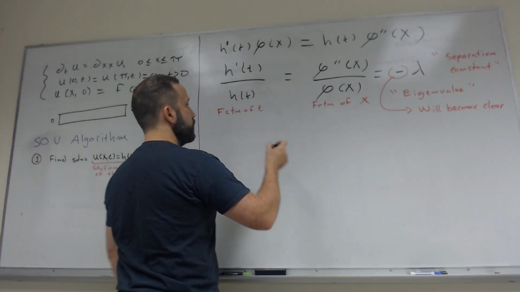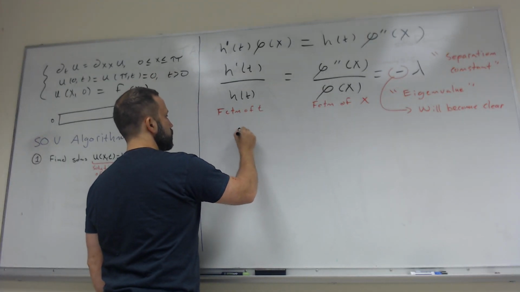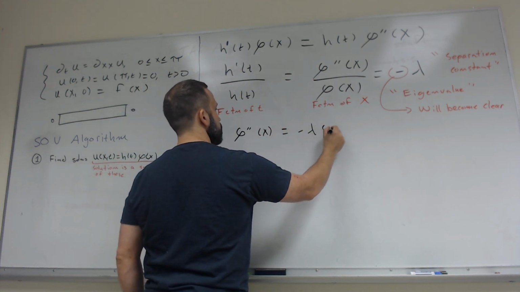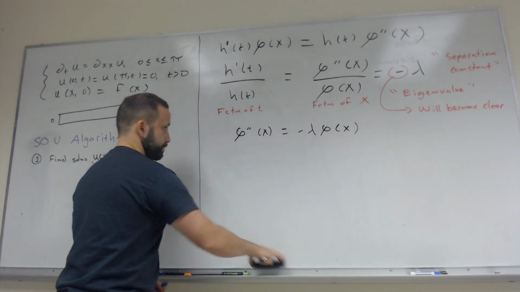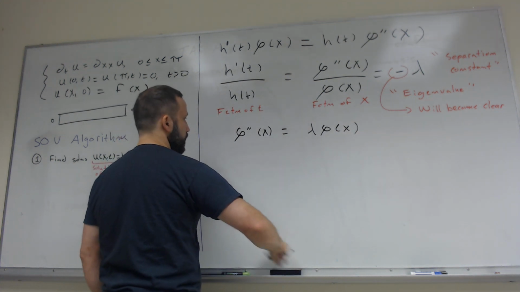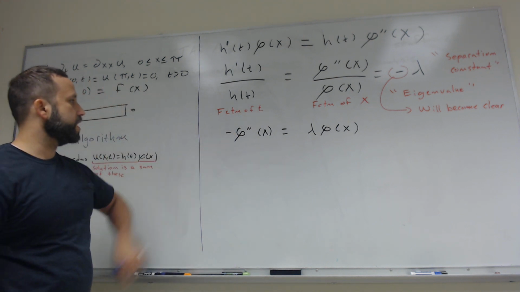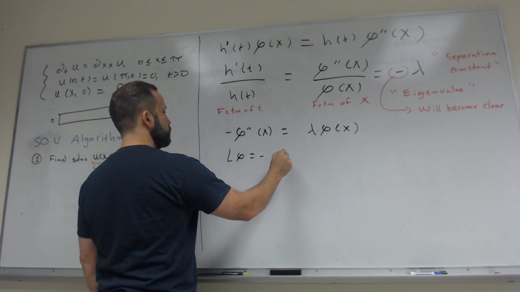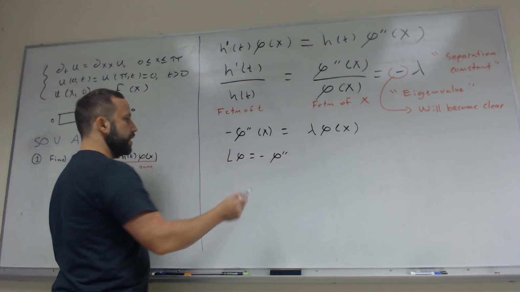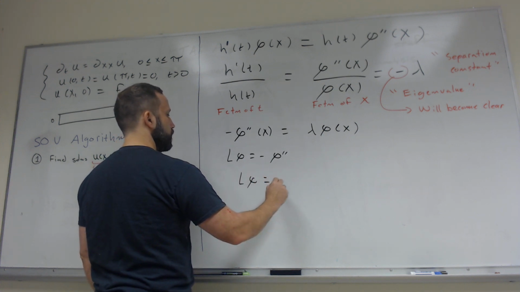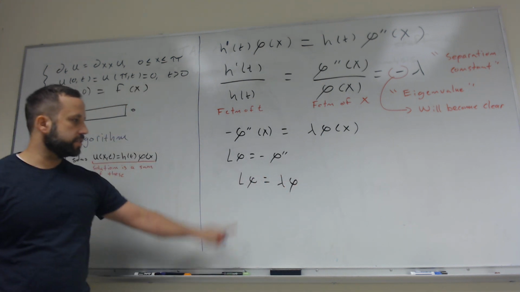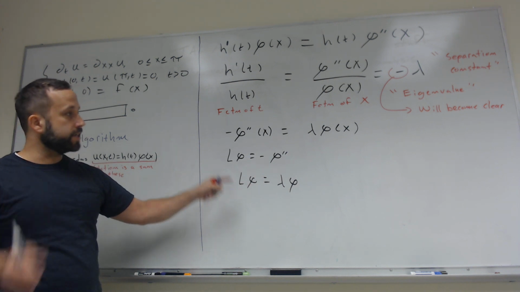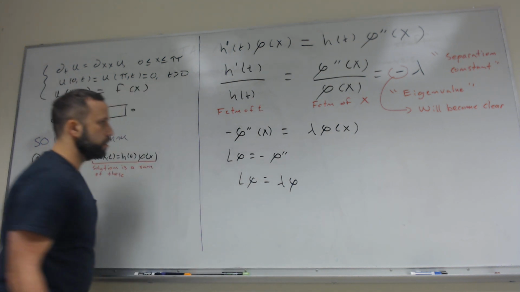If I look at my phi equation, what I get is phi double prime of x is equal to minus lambda phi of x. If I move the minus sign over here, what this is saying is, if I consider the operator L phi equal to minus phi double prime, I can write this equation as L phi is equal to lambda phi. And if I think about L as being a matrix and phi as being a vector, this is the eigenvalue-eigenvector equation. So it makes sense to call lambda an eigenvalue.